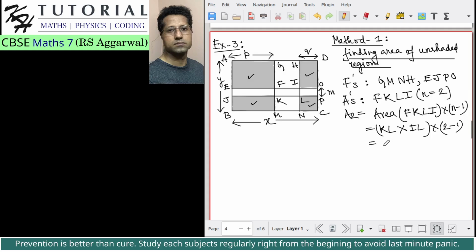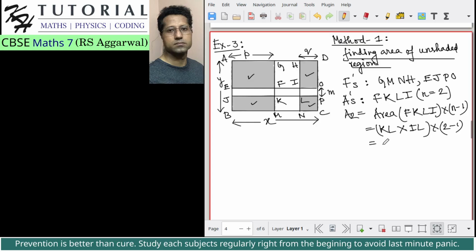KL, we are not given it. How can we find the length of KL? You have to observe the figure and what are the given dimensions. The dimensions given are the length of the enclosing rectangle, that is X, the width of the enclosing rectangle, that is Y, AG is given, which is P, HD is given, which is Q, OP is given, which is M.